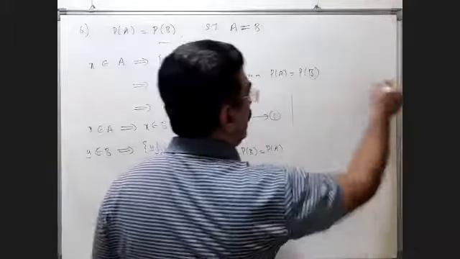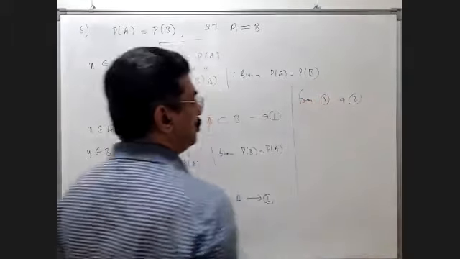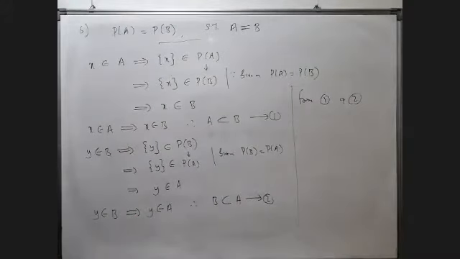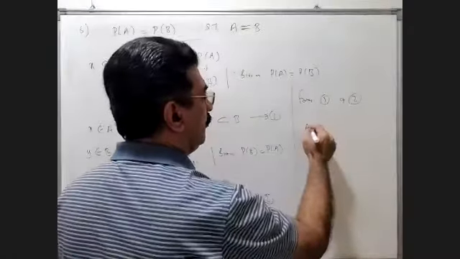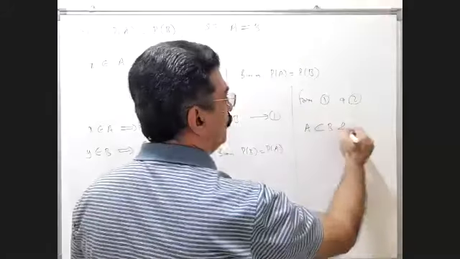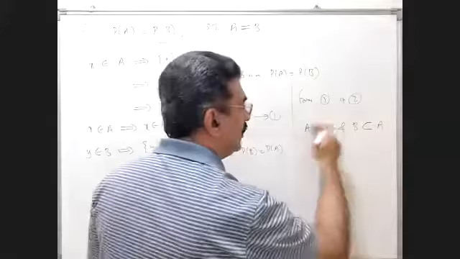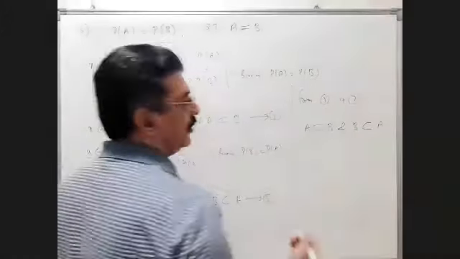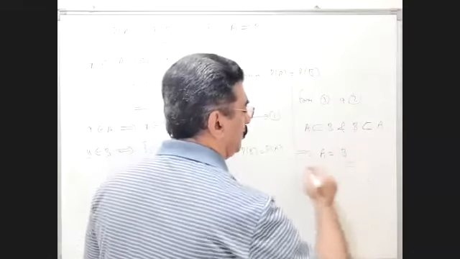Now from 1 and 2, A is a subset of B and B is a subset of A. If A is a subset of B and B is a subset of A, this implies A is equal to B.